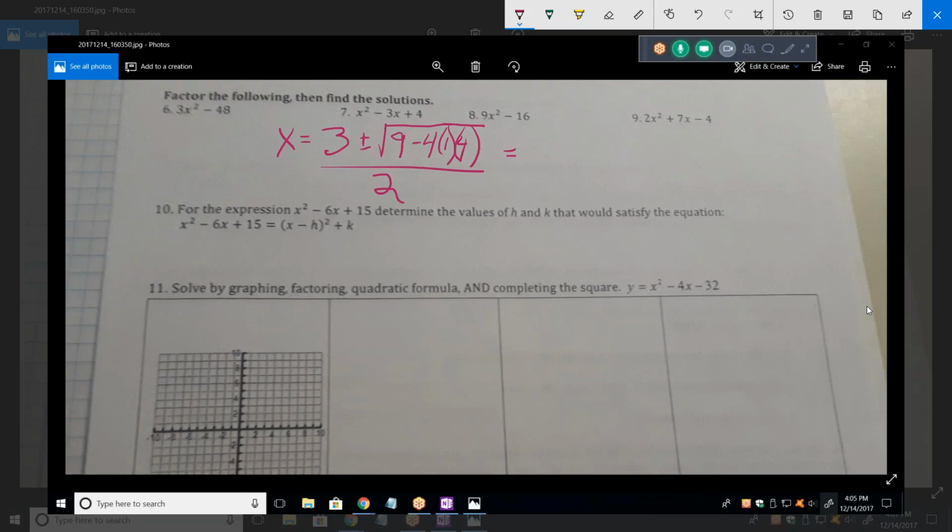So the discriminant gets turned into 9 minus 4 times 4, or 4 times 1, so 16. 9 minus 16, which is -7. Keep going.